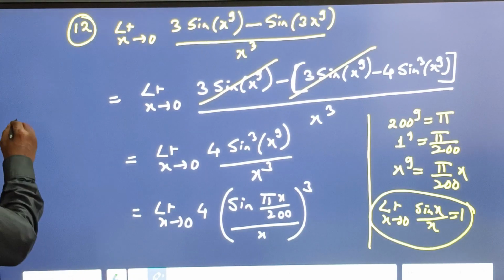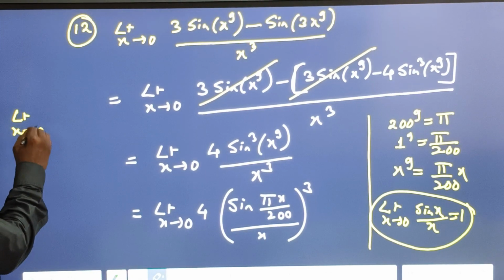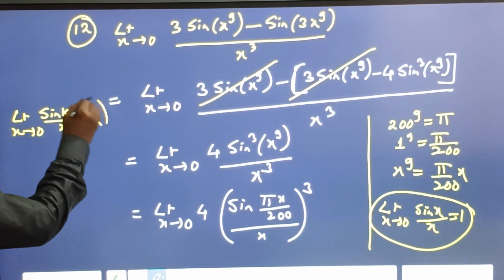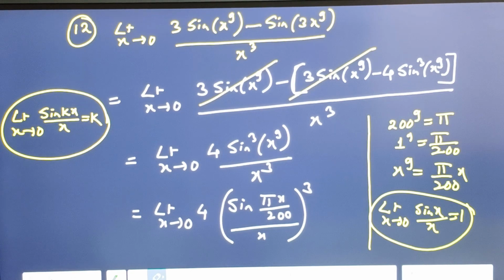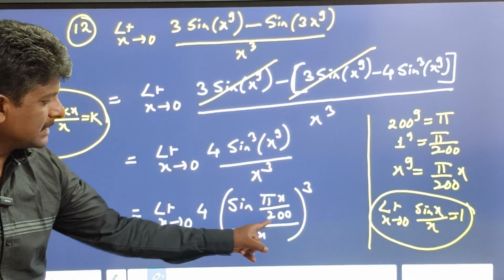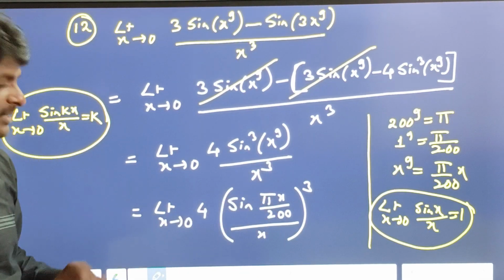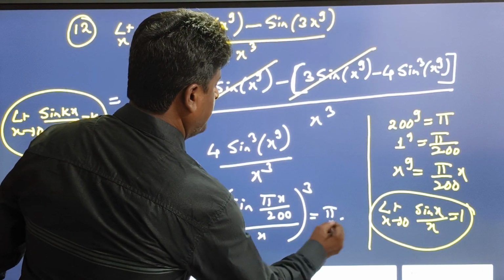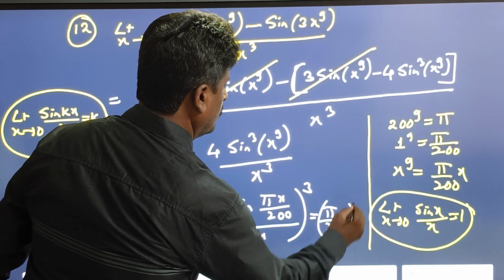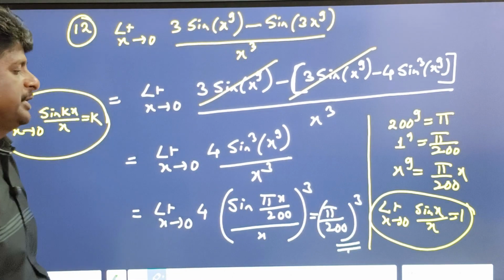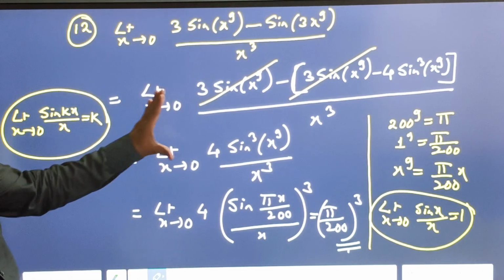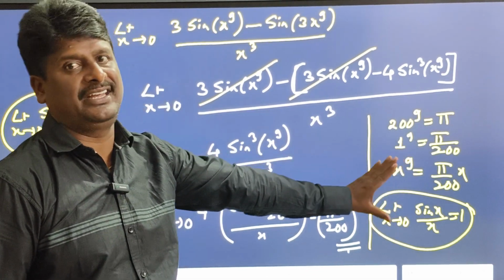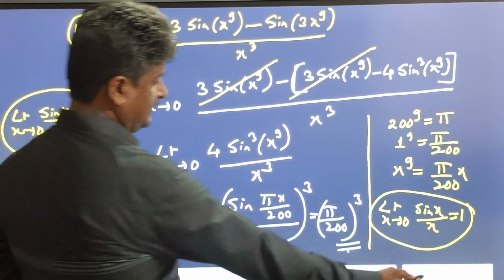We get limit x tends to 0, sin kx by x is equal to k. In the same way, sin kx, here k is pi by 200, times x by x. So the answer is pi by 200 whole cube. Important conversion it is: the relation between grades and radians. Next.